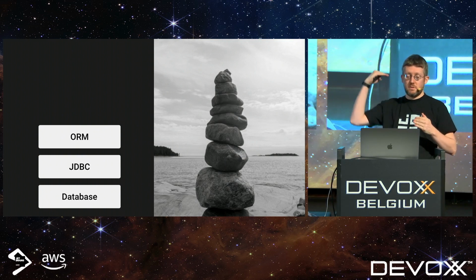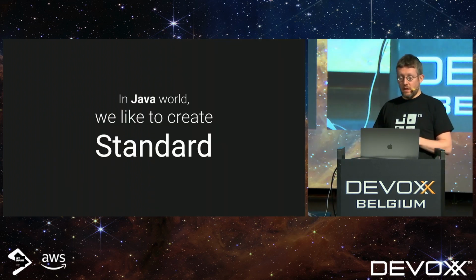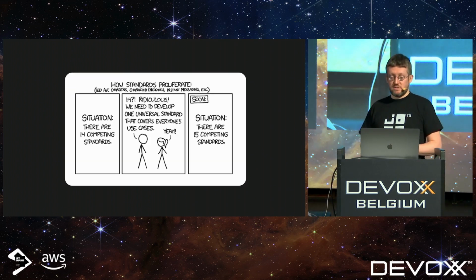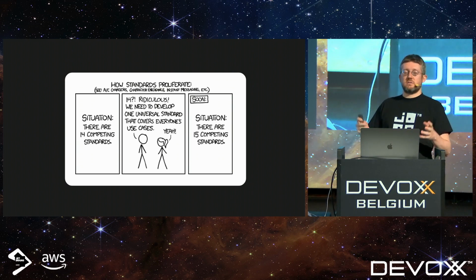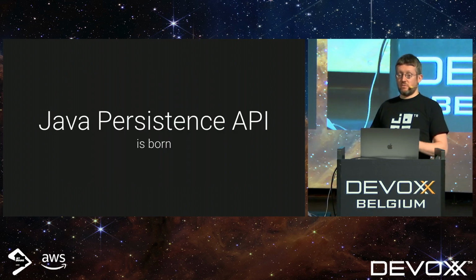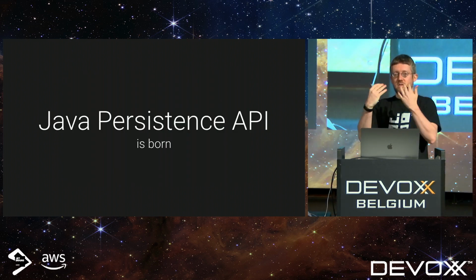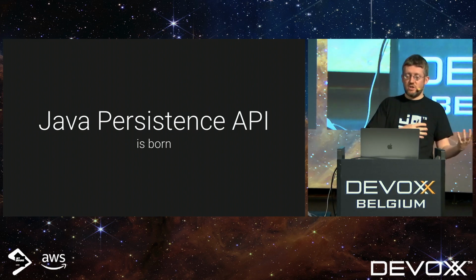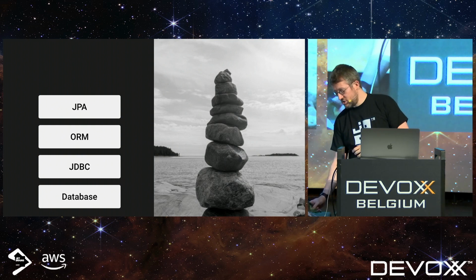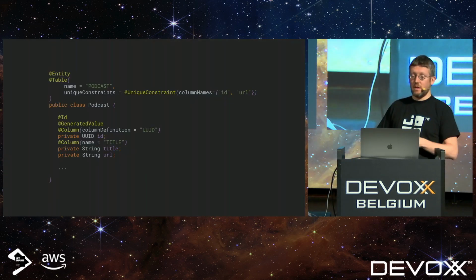So ORM, JDBC, and database. And after that, because we like standards in the Java ecosystem, you all know this XKCD about standards. For once, it was a success in the Java world. We don't have a new implementation. It's just the idea of communicating with the database, with annotations everywhere. So JPA was added to the system.